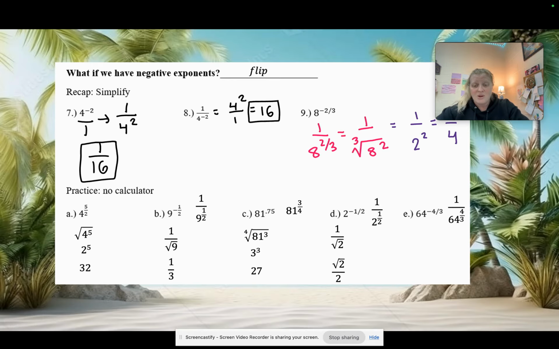And then letter E, again, we need to flip it. We do not like negative 4/3 as an exponent. Then we're going to change this to root form, cube root of 64 to the 4th. The cube root of 64 is 4. And if I take that and raise it to the 4th power, I get 256.